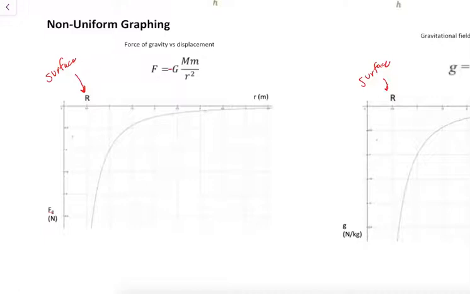Weird things start happening when we go beneath the surface, because then we have odd mass distributions and things like that. So as of now, we're going to disregard anything below the surface. All my graphs will be imagined from a surface to some distance away.